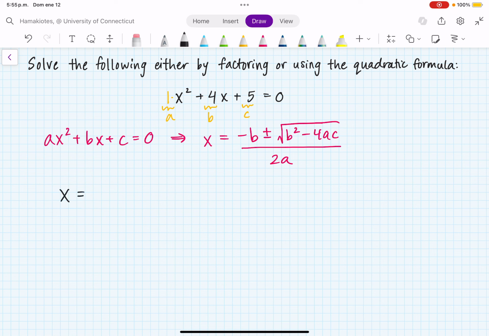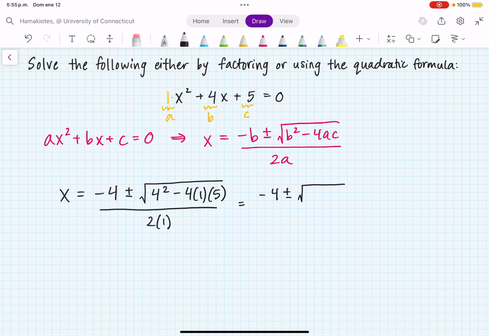So x equals negative b, so minus 4, plus or minus the square root of b squared minus 4ac all over 2a. So this simplifies to minus 4 plus or minus the square root of 16 minus 20 all over 2. So if we simplify this a bit more, we get minus 4 plus or minus the square root of negative 4 over 2.